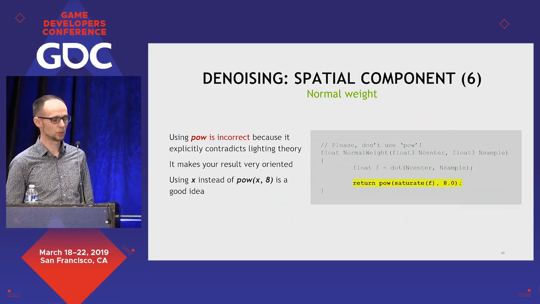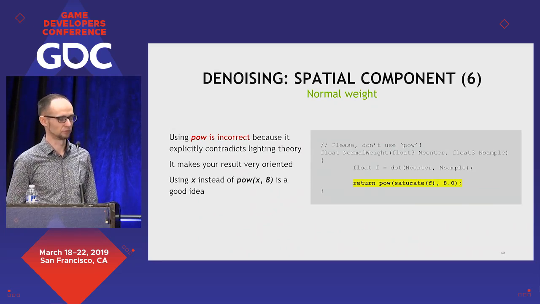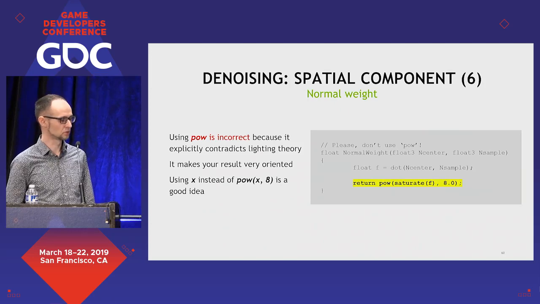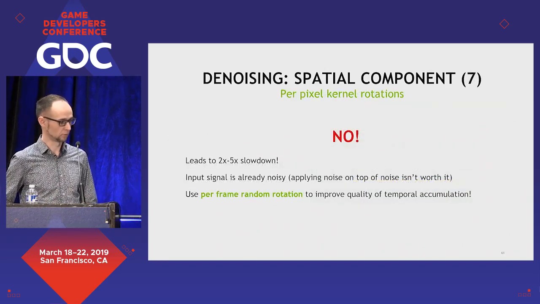Additionally to distance weight, normal weight can be used, and I have seen some solutions which apply a power function to the n.n factor to fight the blurriness problem. Actually, just don't use this. It's a mistake, because it's physically incorrect and makes your GI or ambient occlusion very oriented. But using just a pure n.n factor is a good idea, and of course, we use that. We will cover that a bit later.